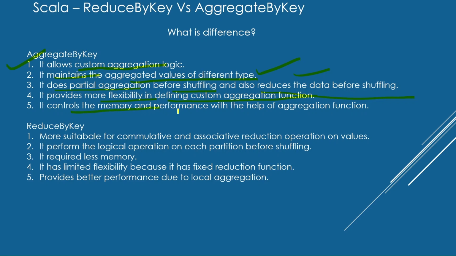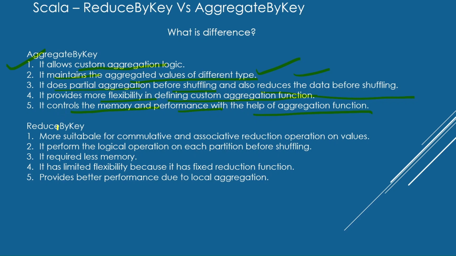It controls the memory and performance with the help of the aggregation function. I told you that with the help of the aggregation function, the aggregation is first applied at the per-partition level. The data becomes very small, and once the data becomes very small, it is able to sit in the memory. Less memory is going to be consumed by the result of the function we apply with aggregateByKey over an RDD, and hence the shuffling of the data over the network across different executors becomes very fast.